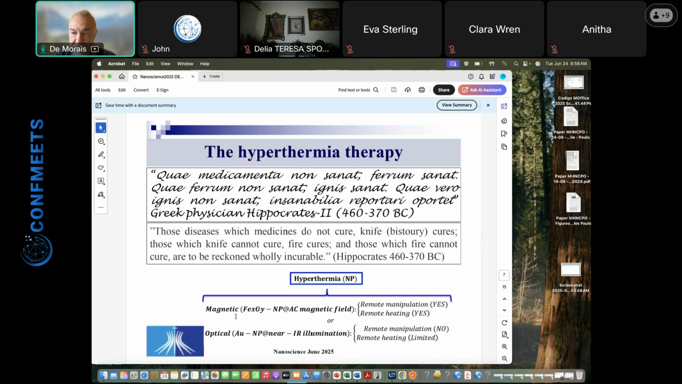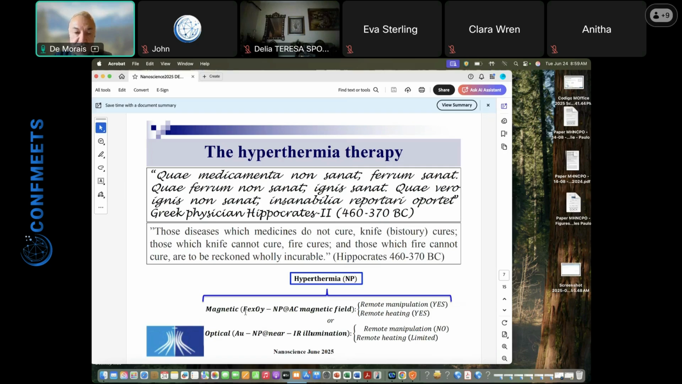One is the magnetic hyperthermia, for instance, using iron oxide nanoparticles. And so it is the application of an AC magnetic field. And magnetic hyperthermia has two very important characteristics. First, it allows you remote manipulation of the magnetic nanoparticles, so that allows us to bring the nanoparticles to the right site. The second aspect, which is equally important, is the remote heating. You can apply the AC external field, and regardless of the site where the nanoparticles are in a biological system, it responds to the external AC field.